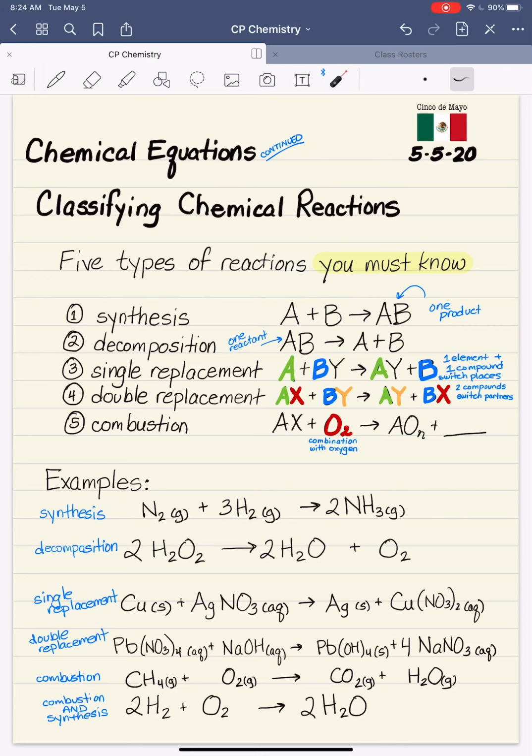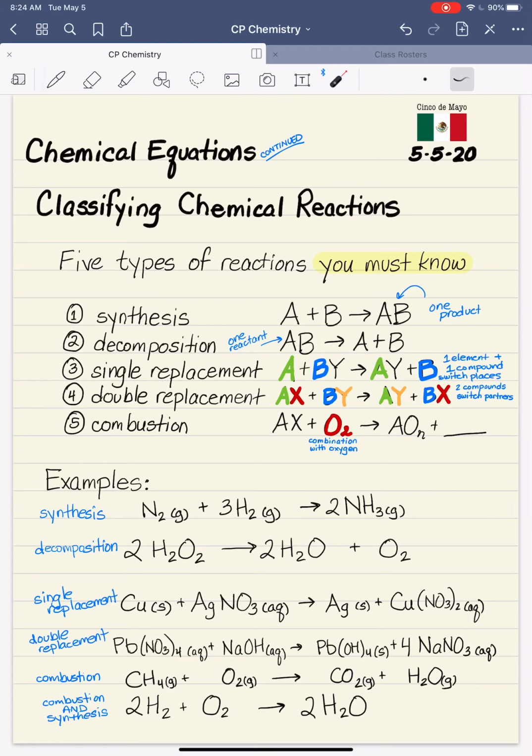All right, the third type is called a single replacement reaction. This is where we have one element together with a compound, and because of properties that we'll talk about, they switch places. So here, A is by itself and B is included in a compound. And when all is said and done, A is now in a compound with Y and B is all by itself. So an element plus a compound that switch places. That's a single replacement reaction.